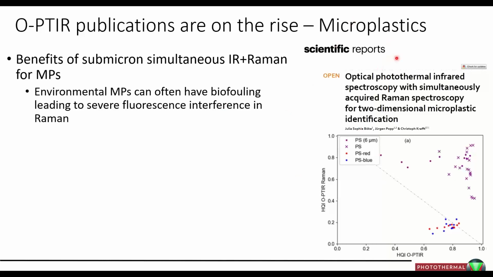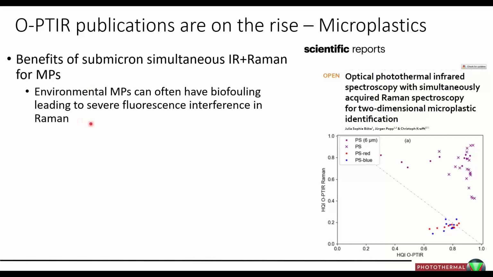Another recent and exciting microplastics paper came out from the Christoph Kraft group in Jena in Germany, and he used simultaneous infrared and Raman, but really novelly combined hit quality indexes in a two-dimensional format. So each spectrum was searched against a reference database, and their hits were plotted in one direction for Raman and OPTIR or infrared in the other direction. And that was able to help them overcome a few of these issues. And some of these issues are listed here.